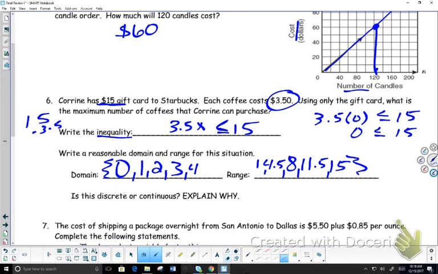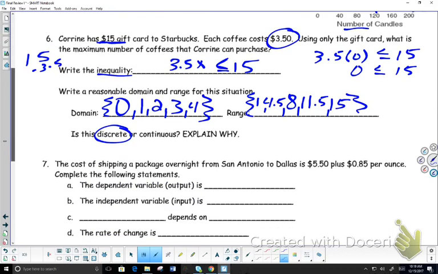Here's where you have a problem. She can't buy any more coffee. We don't know what anything else costs, so at this point, she's going to have $1 left on her gift card. Is this discrete or continuous? It's discrete. As we just discussed, you cannot buy half of a coffee cup.